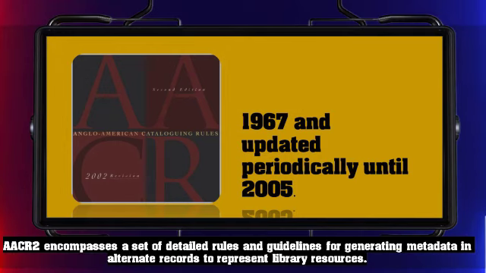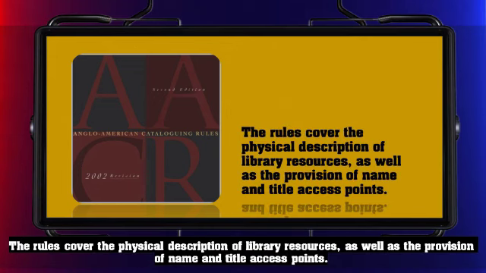AACR2 encompasses a set of detailed rules and guidelines for generating metadata in alternate records to represent library resources. The rules cover the physical description of library resources as well as the provision of name and title access points.